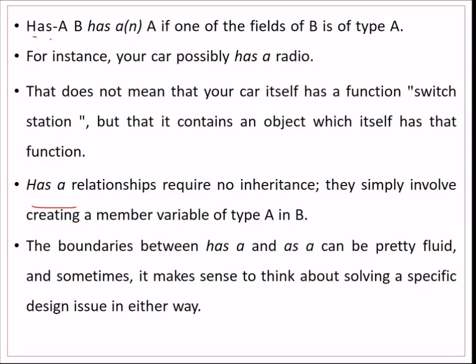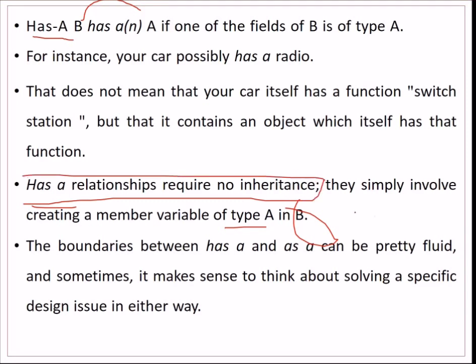Then we have the has a relationship. B has A. What does it mean? B has A means a car has a radio, but it doesn't mean that the car has a radio station as well. Car has a radio. So this is the has a relationship, and you don't have to do anything private, protected, or public. You just have to use this class inside your class. No inheritance. This has a relationship does not require any inheritance. Just make a member variable of A inside class B. So make a class inside a class, or make a variable of the class inside a class.